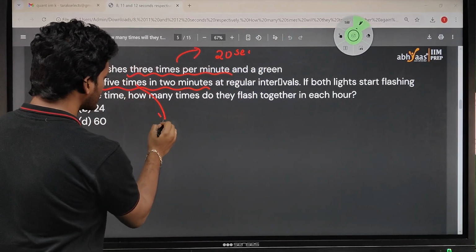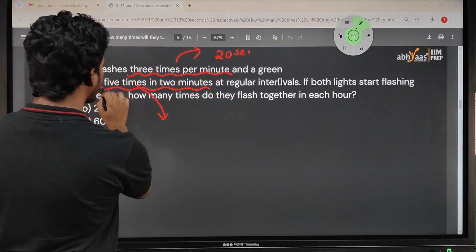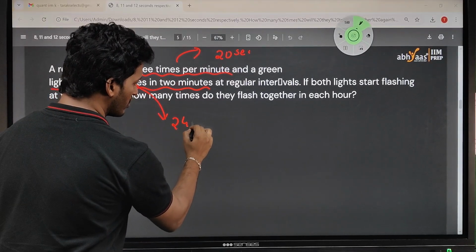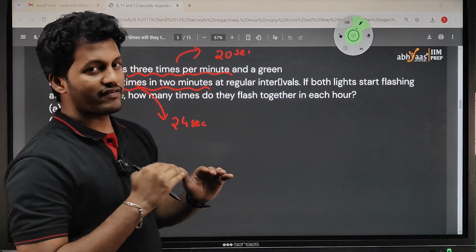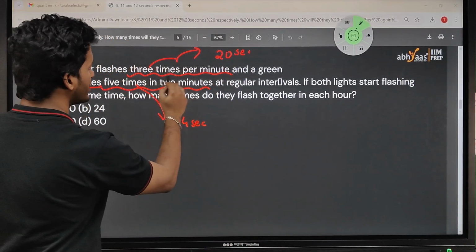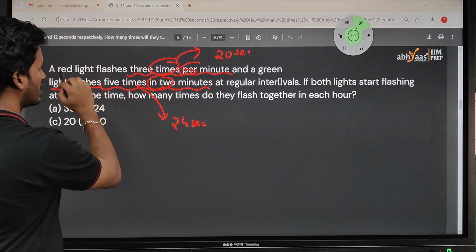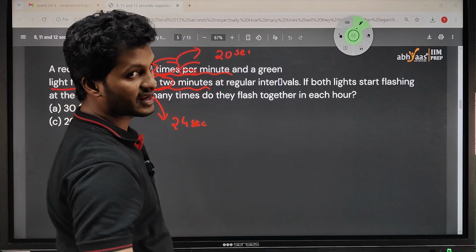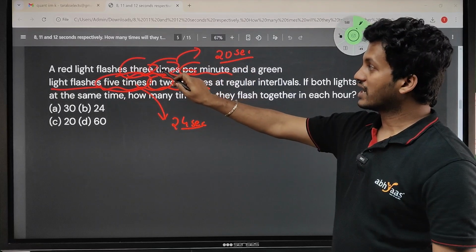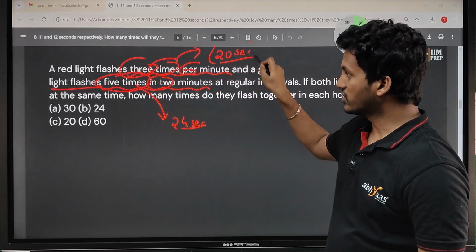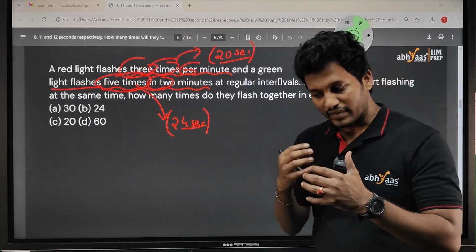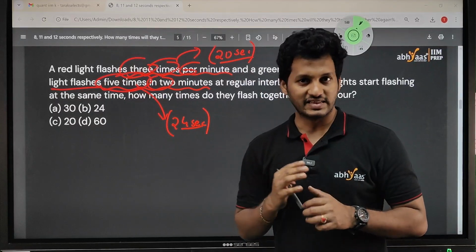In the same way, the green light flashes 5 times in 2 minutes. That means it will flash 1 time in 24 seconds. Now you are making everything in the same unit, and now you can take LCM. You cannot take LCM directly for 1 minute or 2 minutes, or 3 times or 5 times. You have to make them common in the same unit. For one flash, you are taking 20 seconds, and for the other, the time taken for one flash is 24 seconds. So I am making the units common here. Then only I can take LCM. So remember that.